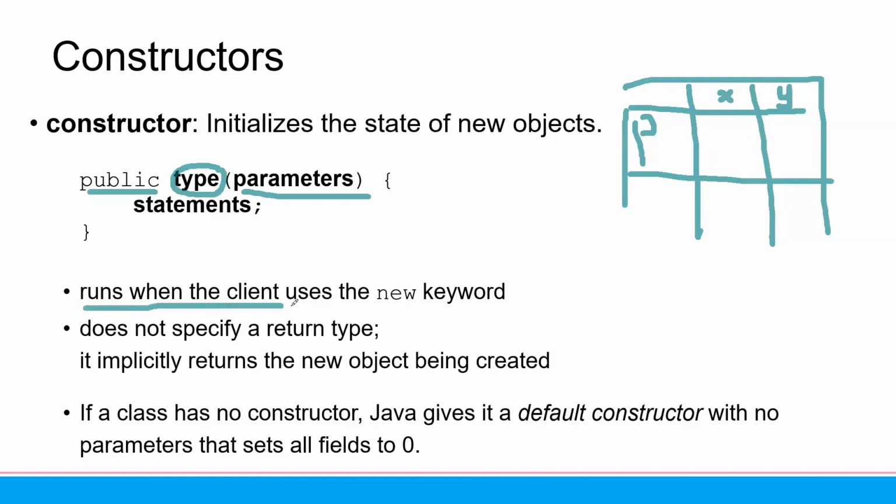It runs when the client uses the new keyword. So if I type Point p1 equals new Point, and then what are the parameters? Let's say 3, 5. Then it will run first when you want to create a new object.